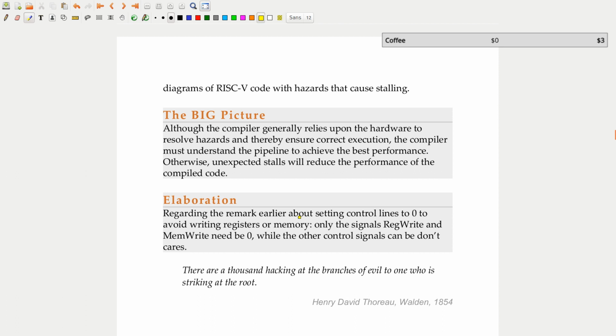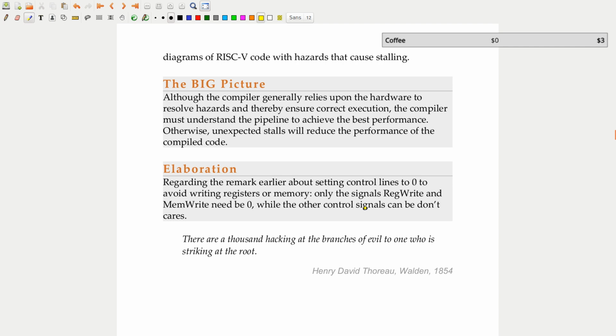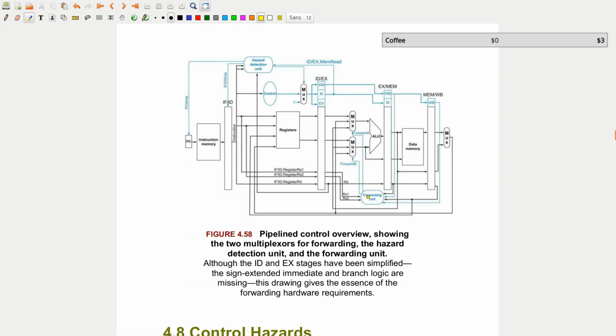Regarding a remark earlier about setting control lines to 0 to avoid writing registers and memory, only the signals reg-write and mem-write need to be 0, while the other control signals can be don't care. So this is just some clarification on how we design this control logic. Okay.